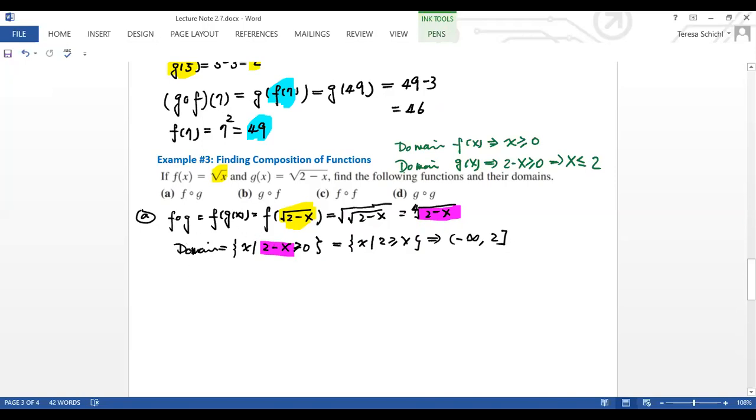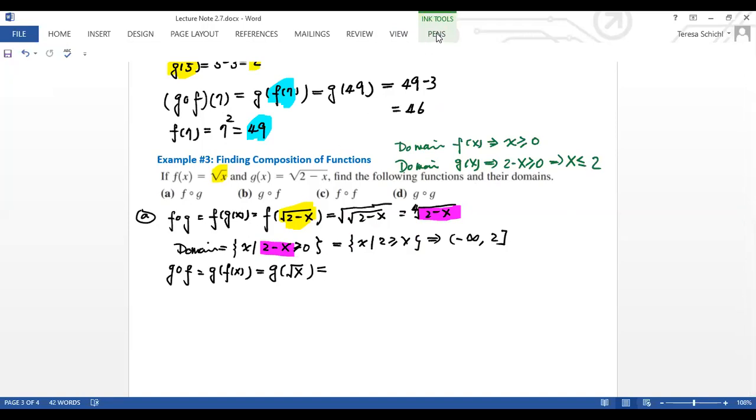Maybe if it's still not very clear, let's take a look at g composed with f, right? So g composed with f means f goes inside first. So what is f of x? It's the square root of x, right? So f of x is greater than or equal to 0. That's the first condition. This has to be greater than or equal to 0.